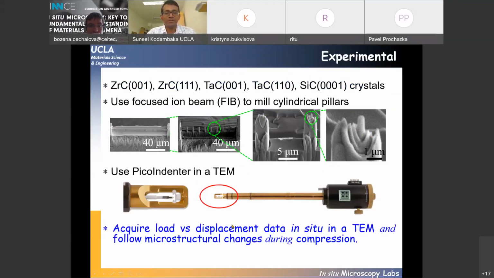Then we load it into a pico-indenter, which has a transducer built into it. So we can do mechanical compression and observe at the same time, and we collect the data and are able to analyze its microstructure during the deformation.